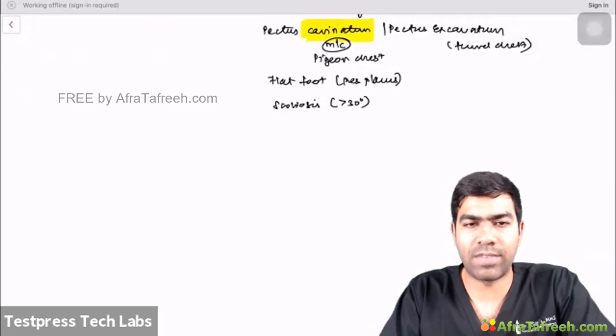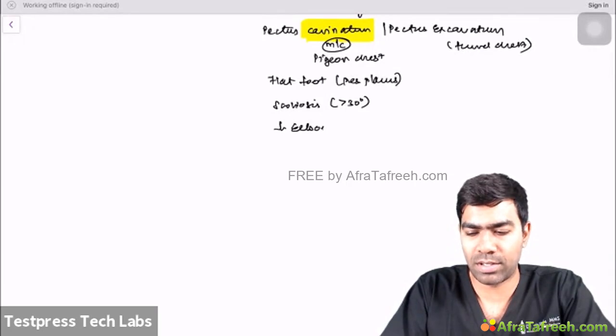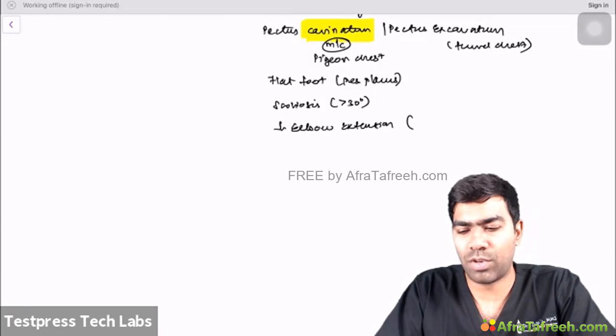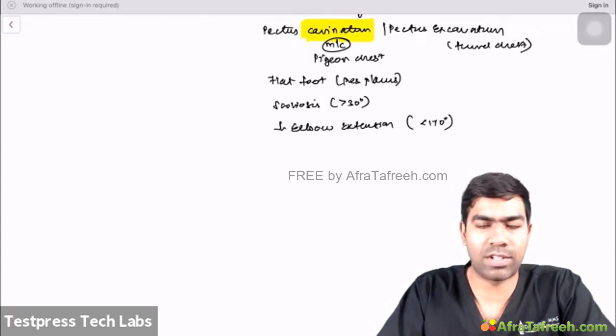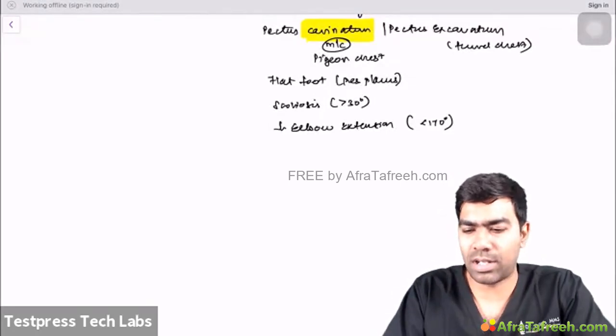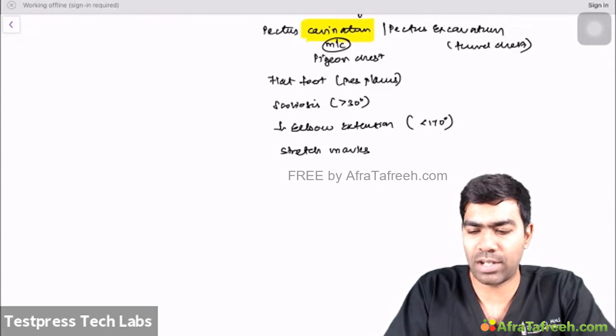And then we can have reduced elbow extension in these patients. Elbow extension will be defective and it will be reduced and not be the full category. Usually it is 180 degrees, but in Marfan syndrome patients, it will be less than 170 degrees. And apart from that, the patients can get skin stretching and they can get stretch marks because of that.